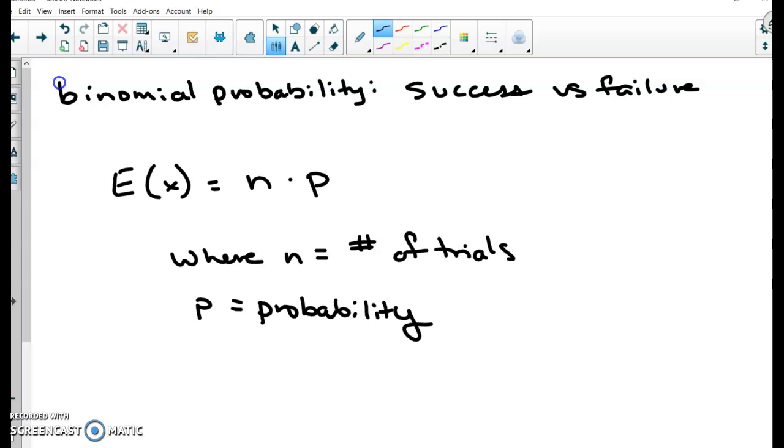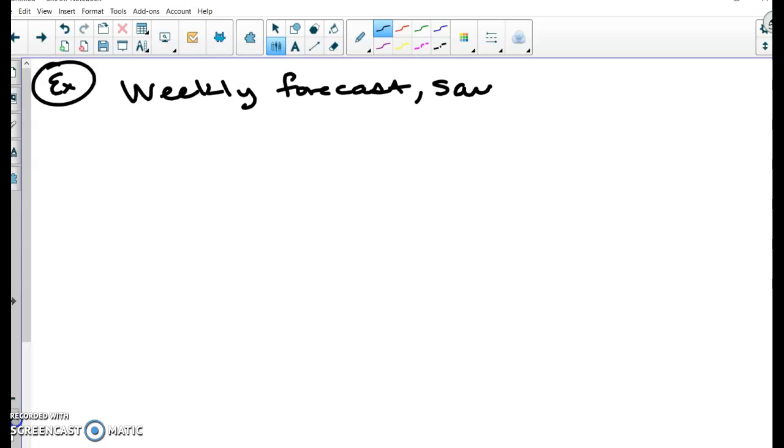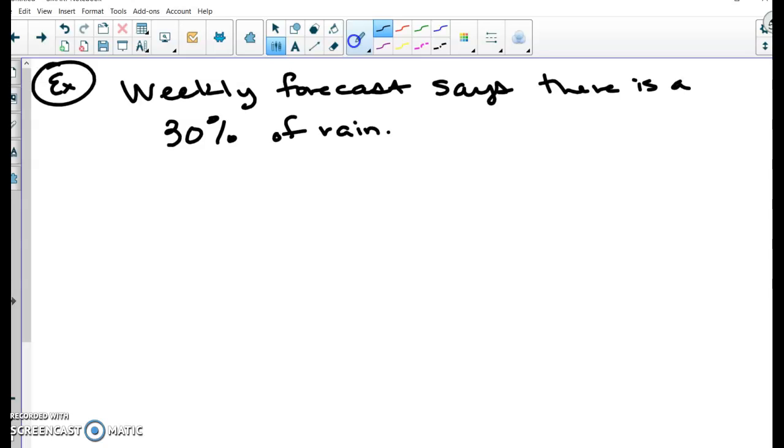So let's look at a situation. Looking at a weekly forecast. The weekly forecast says there is a 30% chance of rain. Find the expected value. Or, you know, what is the expected number of rain days?